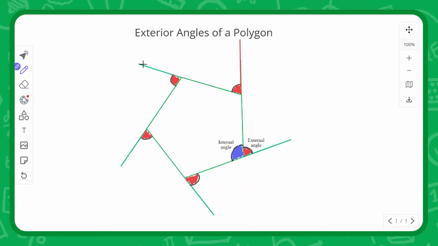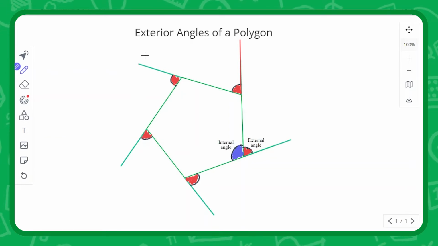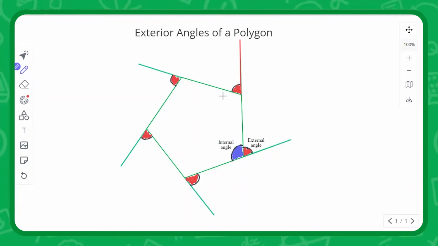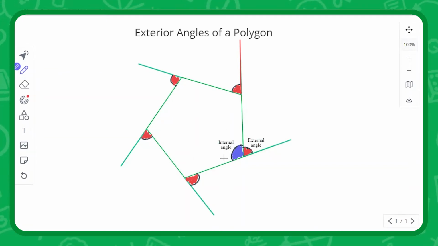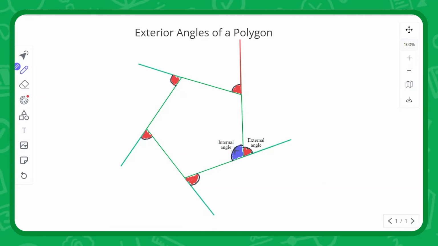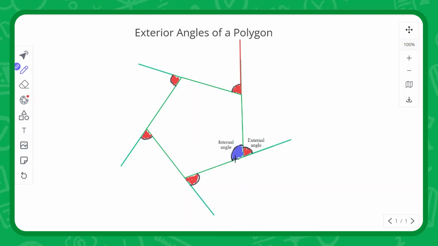Moving on to angles in a polygon right now, we are looking at exterior angles of a polygon. A polygon is just any many-sided shape, and there are two angles that we need to be looking at. One is an external or exterior angle, and one is an internal or interior angle.